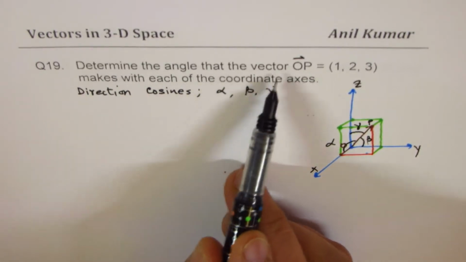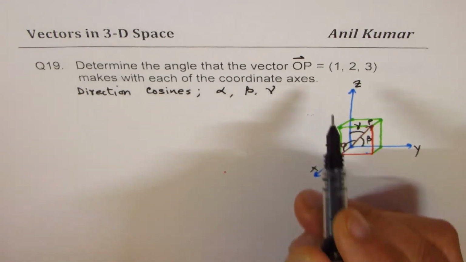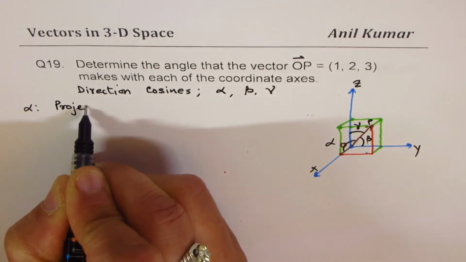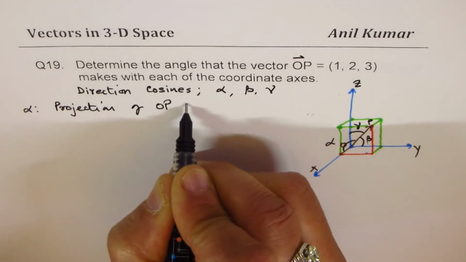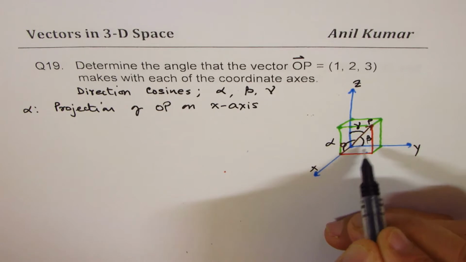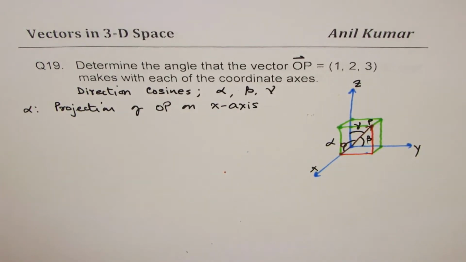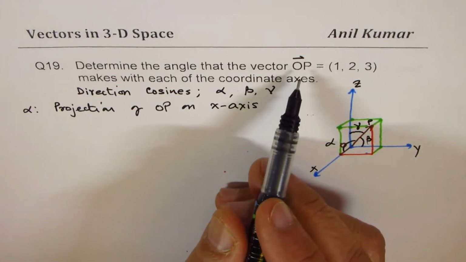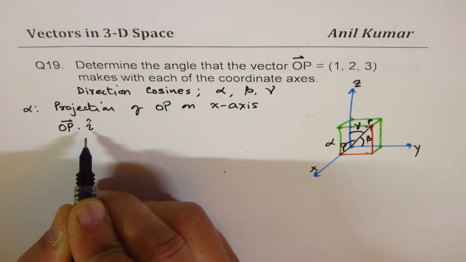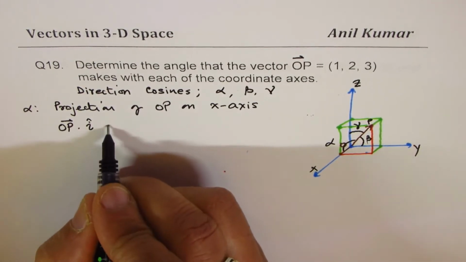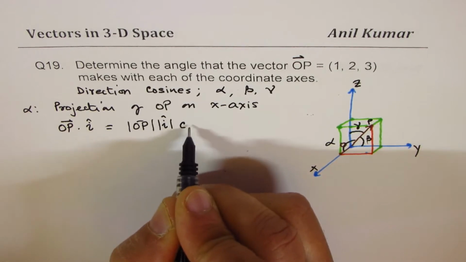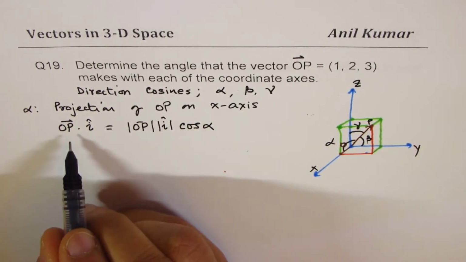So the question is, determine the angles that this vector makes with each of the coordinate axes. Let's first find alpha, right? That means we have to look for the projection of OP on the x-axis. That is the kind of concept. Do you understand? If I am looking at the y-axis, beta is the angle, so cos of that will give you the answer. So to calculate the angle, we find the dot product of OP with the unit vector i along the x-axis. That gives you the magnitude of OP times the magnitude of the unit vector i, times cos alpha, since alpha is the angle between these two.